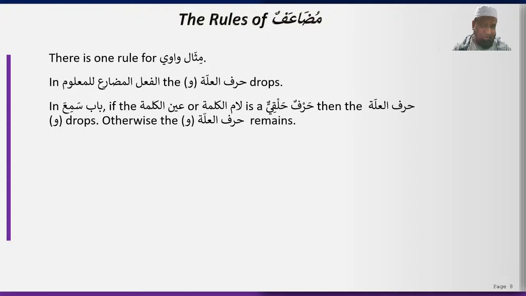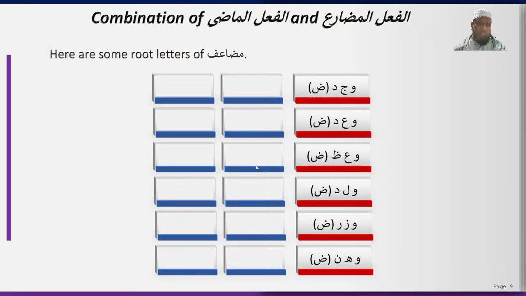We will see this in examples. So the rule is: in Al-Fi'l Al-Mudari Lil-Ma'lum of Mithal Wawi, the waw drops. When it is Bab Sami'a, be careful: if the Ainul Kalima or the Lamul Kalima is Harf Halqi, then apply the rule. If not, then you don't apply the rule. Right, let's see some of the root letters. Here are some root letters of Mithal.